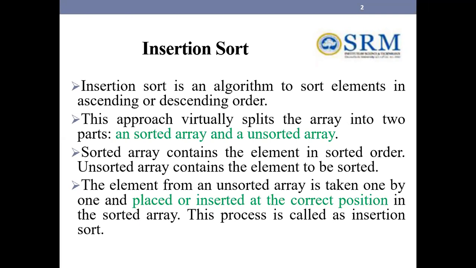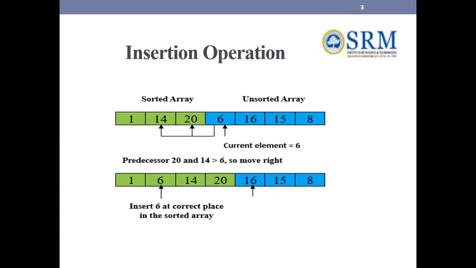And what's the process? What is the insertion process? From the unsorted array, take the elements one by one and place the element in the sorted array at the correct place or correct location. That is called insertion sort. So take the element from the unsorted list, insert the current element in the correct place in the sorted list. That is called insertion sort. Now we will see with examples.